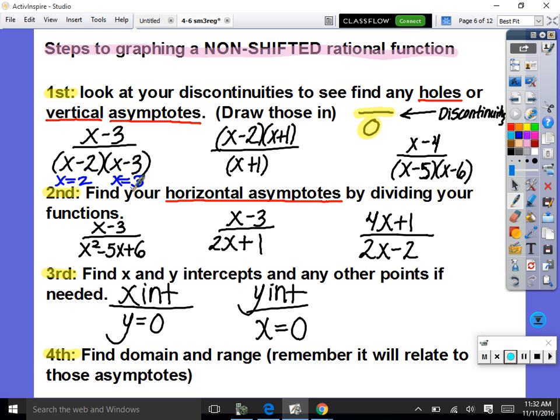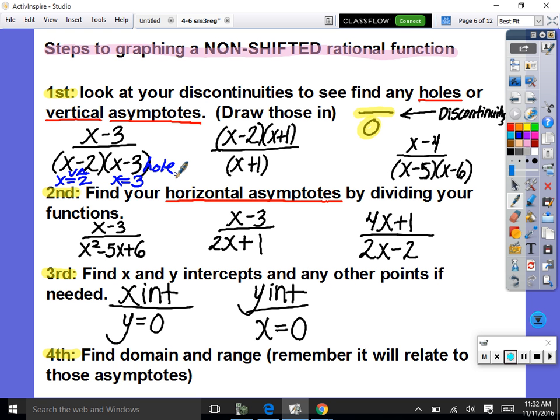Now let's decide if that's a hole or vertical asymptote real quick. Does the x minus 2 divide out? No, so this would be a vertical asymptote. Does everybody understand? Does x minus 3 divide out? Yes. So this would be a hole. Everybody good? Yes. So then we'll keep doing that in a minute.